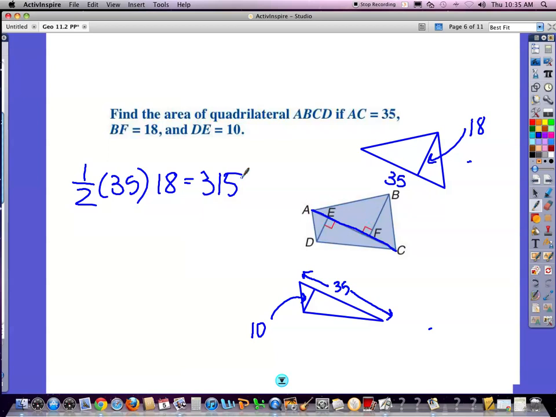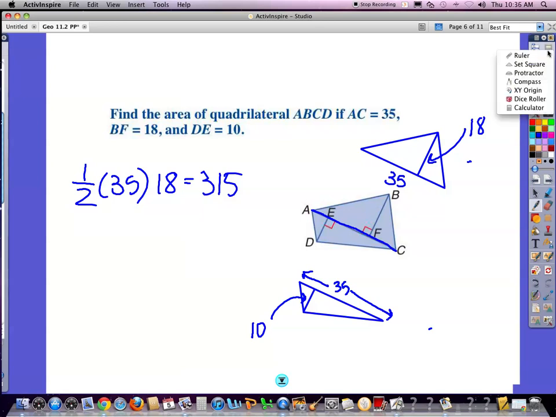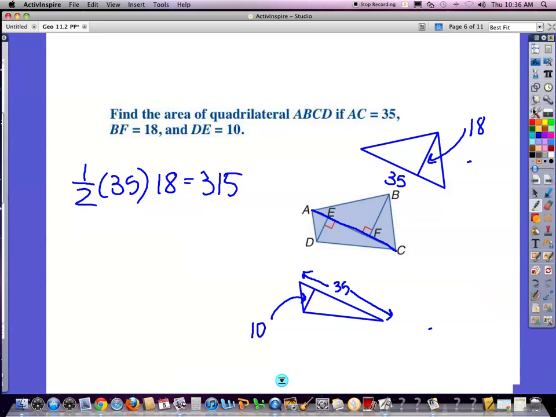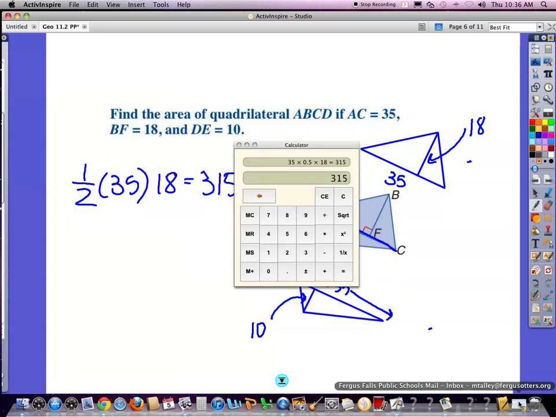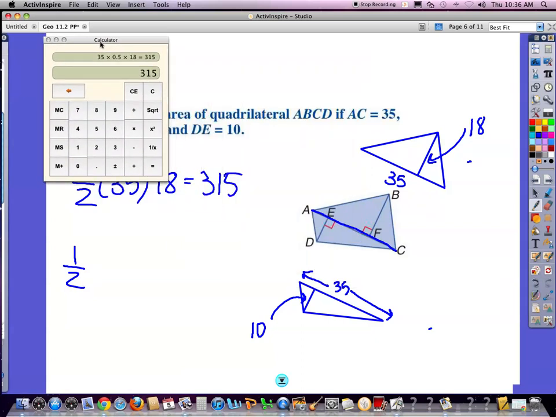Same thing. I need to do the same idea with the other triangle. So we're going to have 1/2. The base of this triangle is also 35, but the height of this triangle down here is 10. So 1/2 times 35 times 10. That's 350 divided by 2, which is 175.